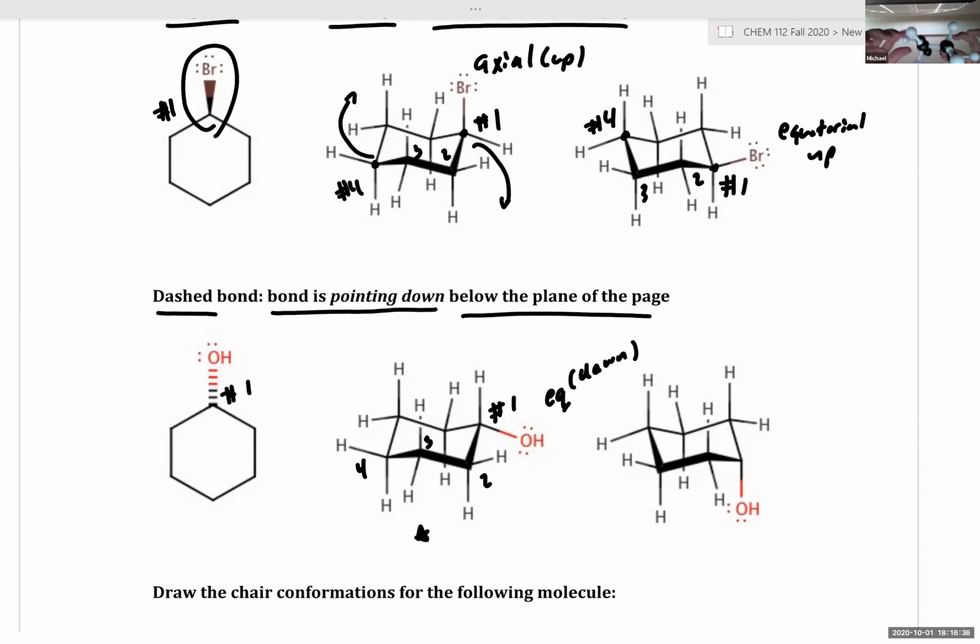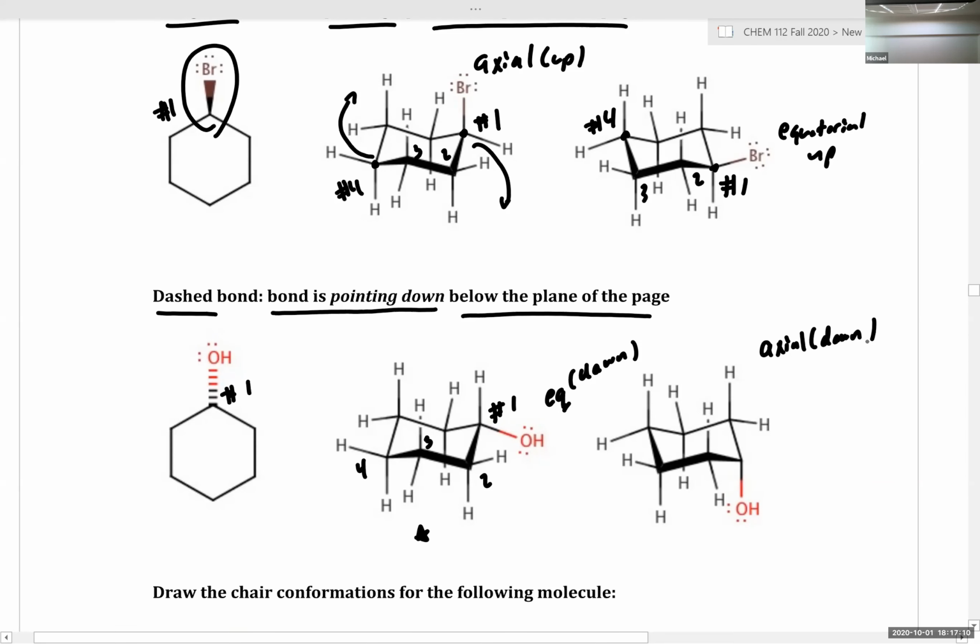Okay, so we've completed our ring flip. Carbon number 1 is now pointing up. Carbon number 4 is pointing down. And my question to all of you is, where is our alcohol now? It's still pointing down, that we can see for sure. Is this alcohol now axial or equatorial? It's axial. This alcohol is axial, pointing down.